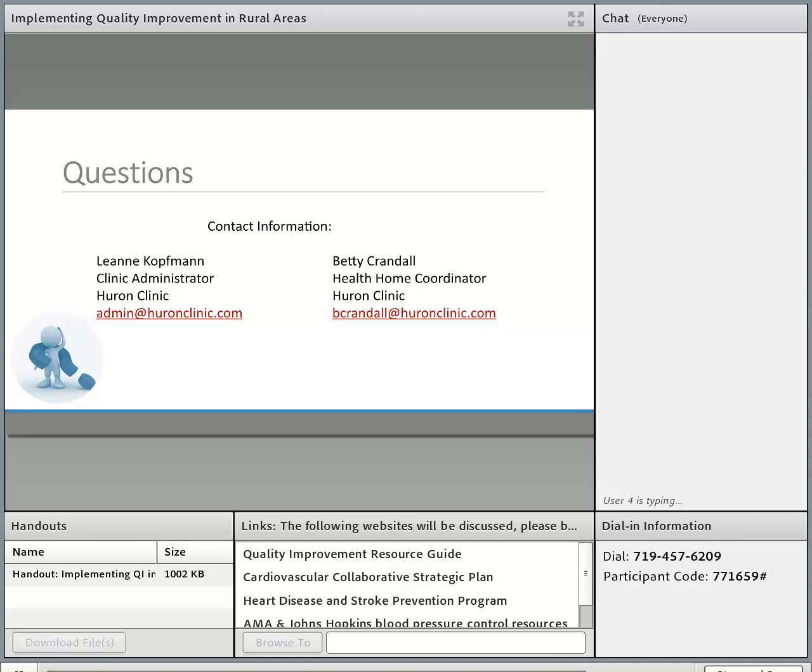That's great. I know that we've already seen your performance measures changing, but have you noticed any other benefits either for your providers or for your patients?